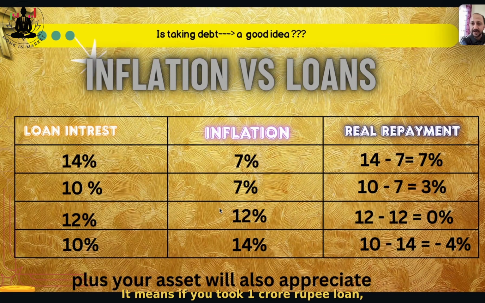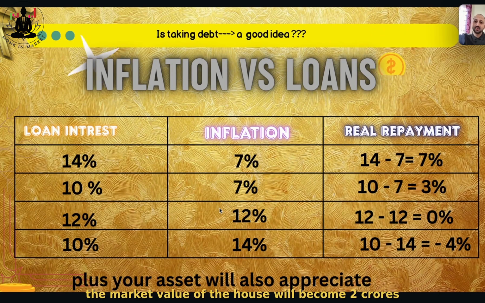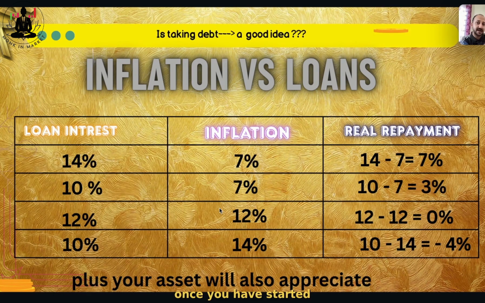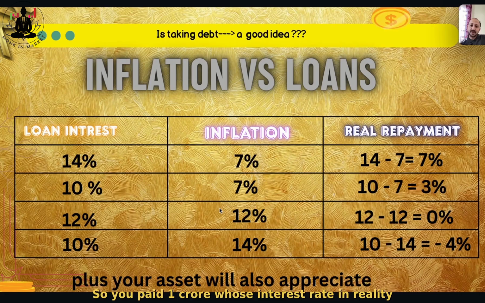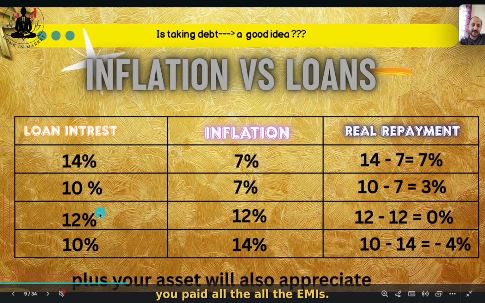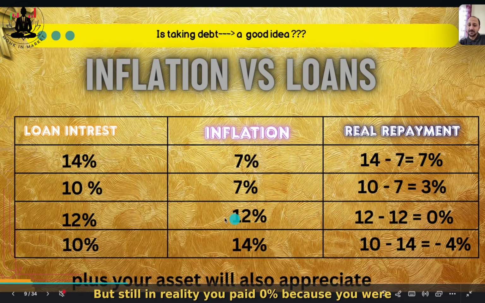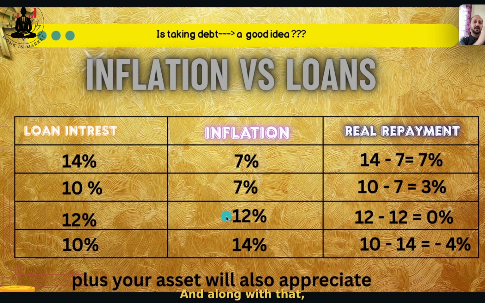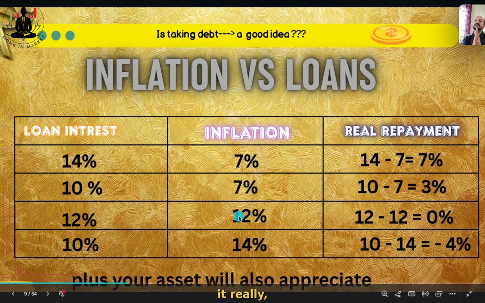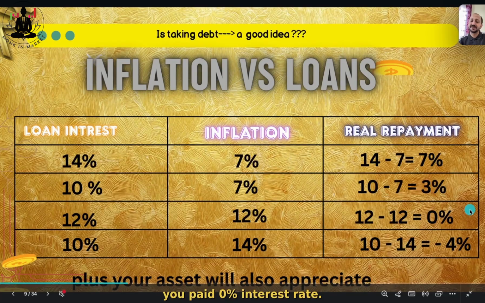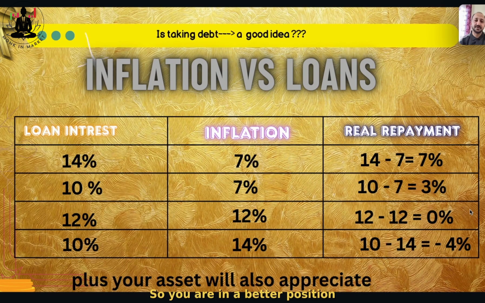It means if you took a 1 crore rupee loan and repaid it, the market value of the house will become 2 crores after 10, 20, 30 years from when you started that loan. So you paid 1 crore, whose interest rate in reality was 0%. Yes, you paid all the EMIs, but in reality you paid 0% because you were competing with inflation. And along with that, the house you purchased with that loan also appreciated. So you had a double benefit. Because of high inflation, in real terms you paid a 0% interest rate. So you are in a better position when inflation goes high and you have taken a loan.